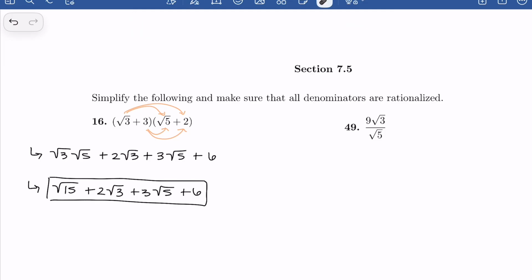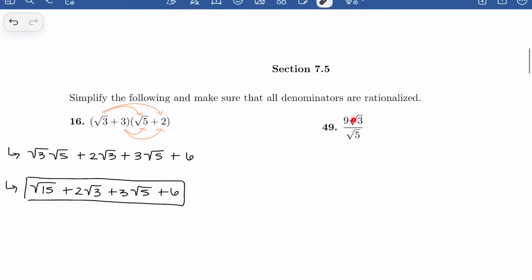All right, let's look at 49 now. In this case, we're taking this radical expression and dividing it by this one. Now we can't really go any further than that when we're dividing, but we want to make sure that our denominator is rationalized. What this means is we want to make sure that our radical expression is fully simplified. And we know that they're not fully simplified if we do have a radical in our denominator. So in order to get rid of that radical, we will rationalize the denominator.